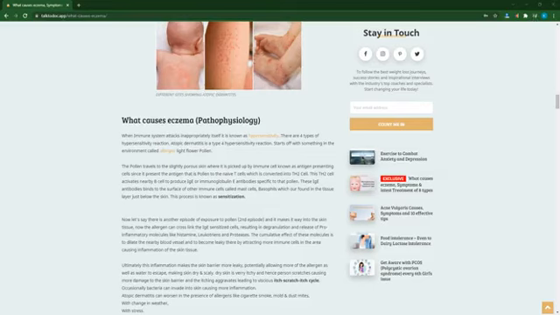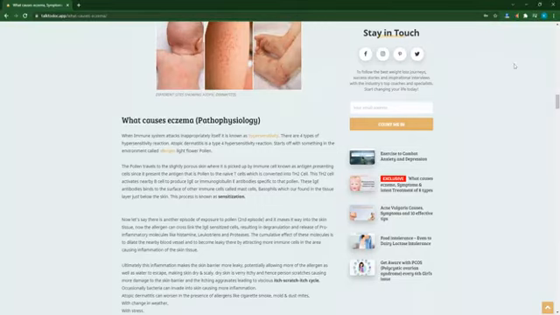This Th2 cell activates nearby B cells to produce IgE, or immunoglobulin E, antibodies specific to that pollen allergen. These IgE antibodies bind to the surface of cells called mast cells and basophils, which are found in the tissue layer just below the skin. This process is known as sensitization.